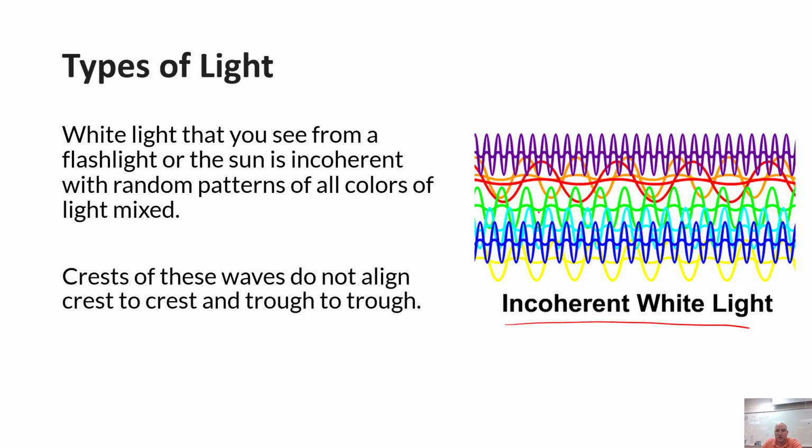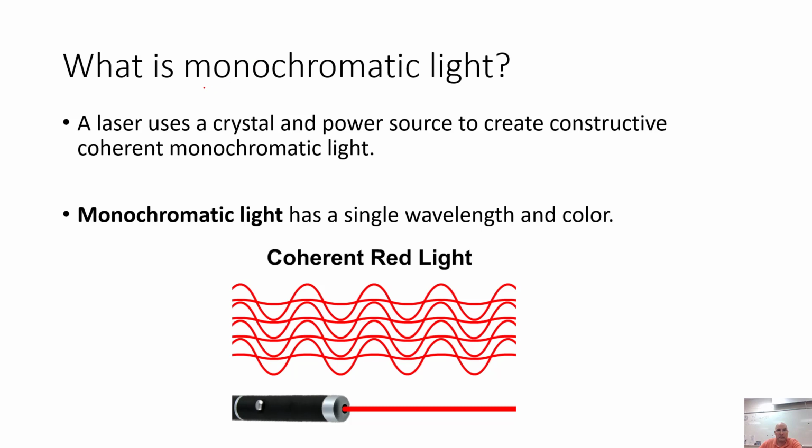They're not kind of in cahoots. They're out of phase. They're just all over the place. So incoherent is kind of like just all over the place, but the mixture gives you the white light that you see. When you have this thing called monochromatic light, you're seeing a single color of light. So red light could be considered monochromatic light. And monochromatic light can even go to the next phase.